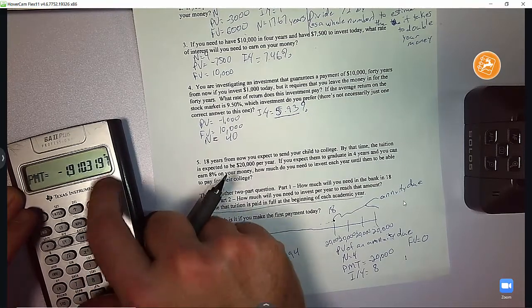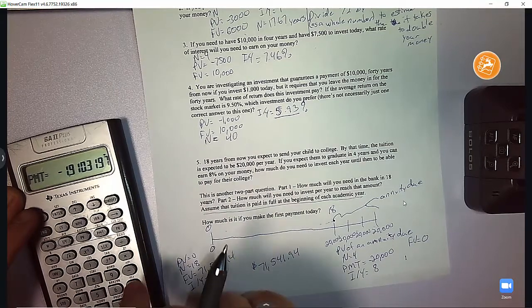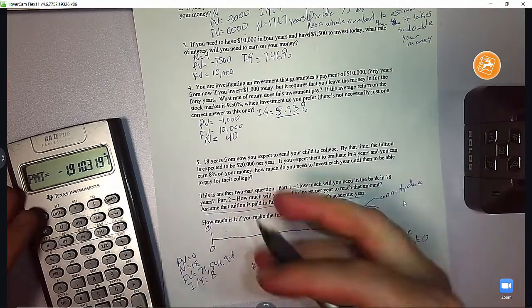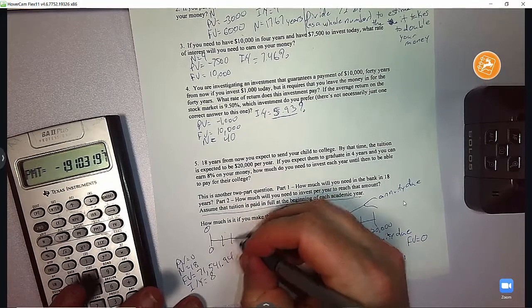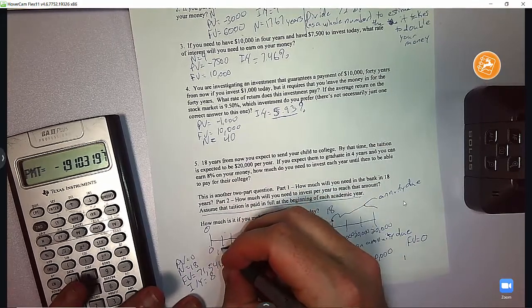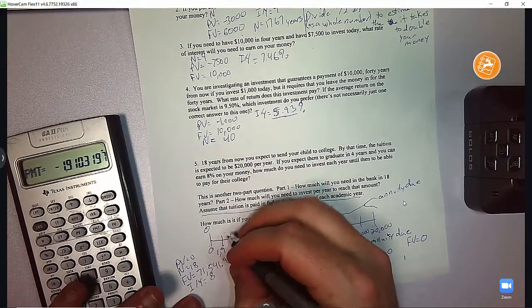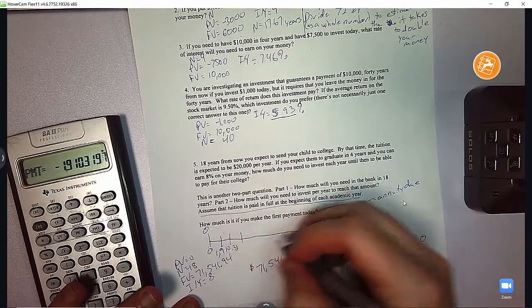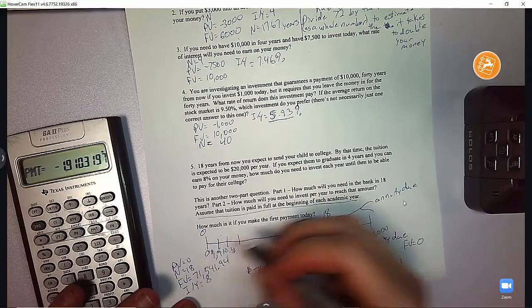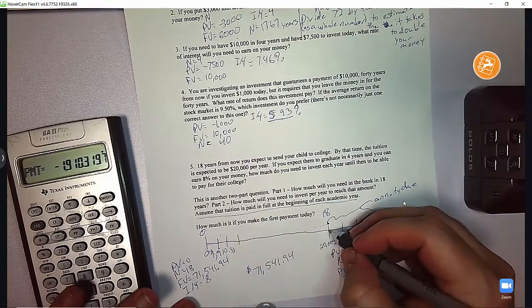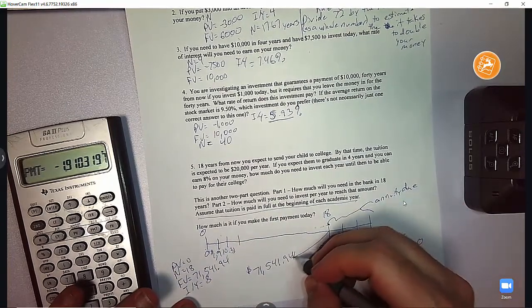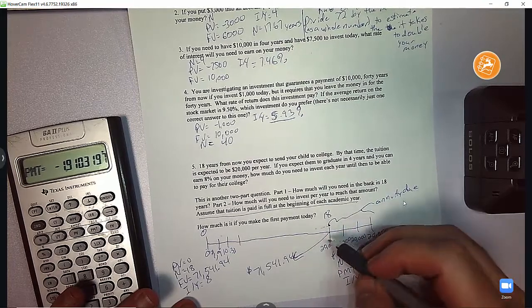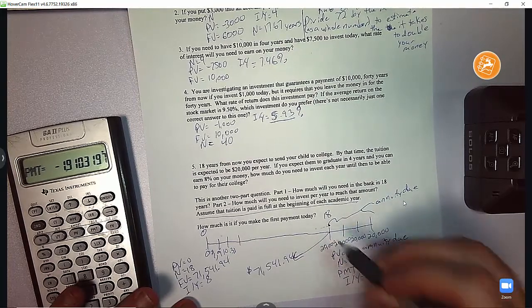Okay, and so my payment is going to be $1,910.32 per year. So for each of the next 18 years, I'm going to make a payment of $1,910.32. And I don't have enough room there to write it out each time. But what that's going to result in is at time 18, I'm going to have this amount of money. Okay? And that's the amount of money I need at that time period.